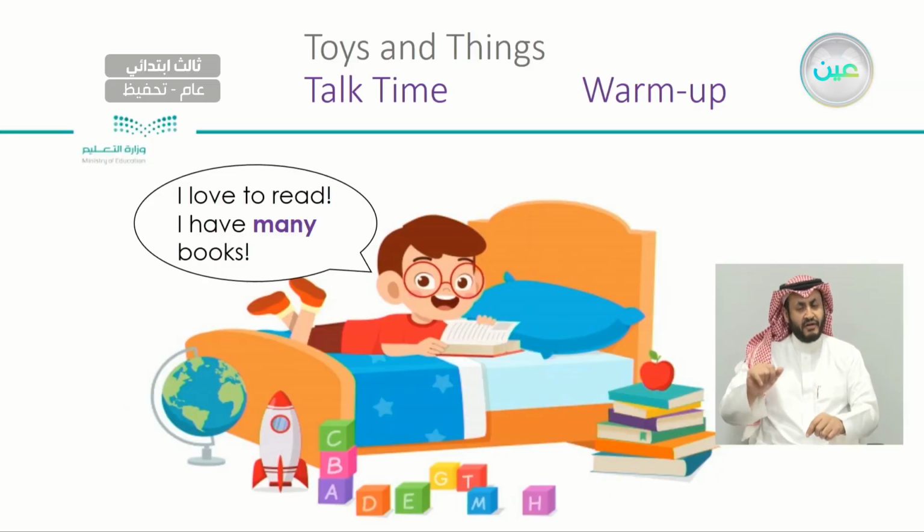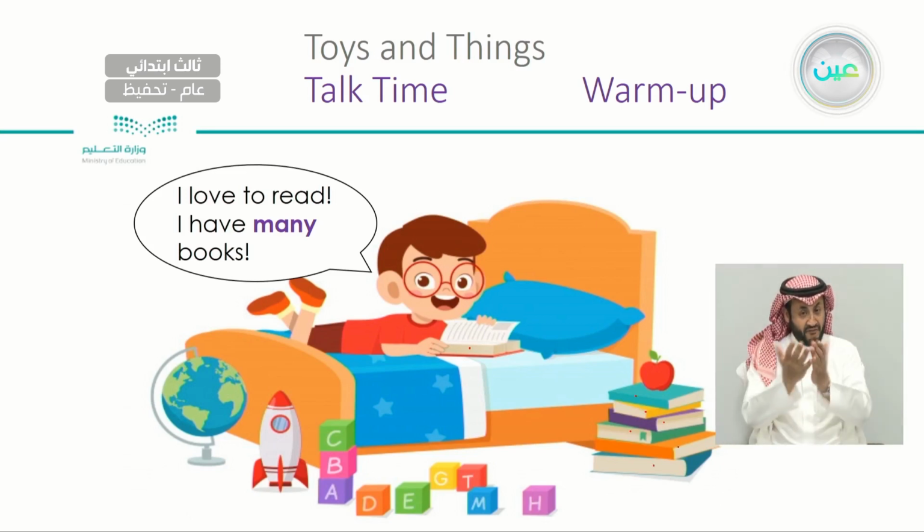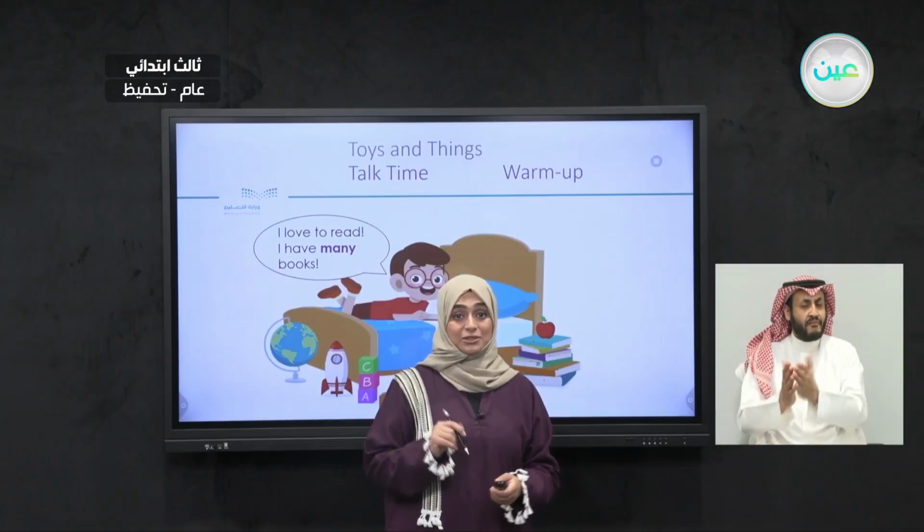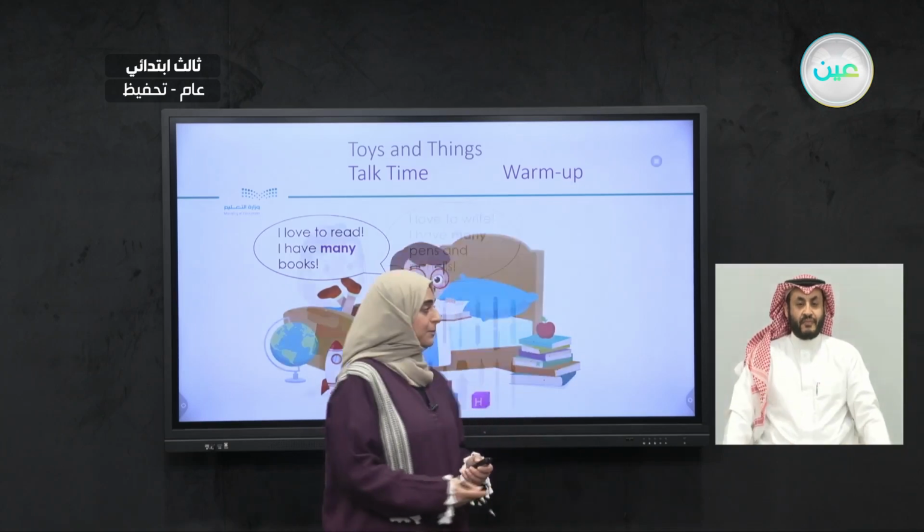Let's count his books together. So here we have the book he's reading. 1, 2, 3, 4, 5, 6, and 7. He has many books. How many books do you have? Right? We count to see how many, right?